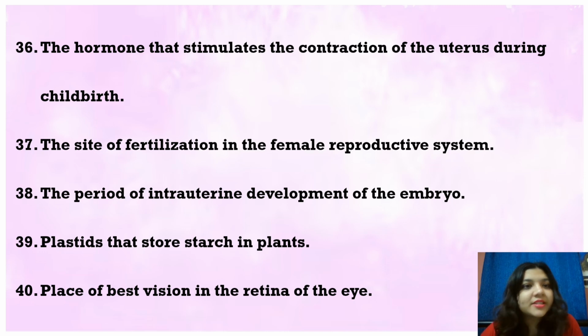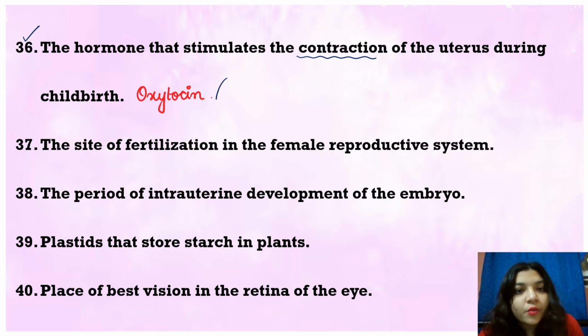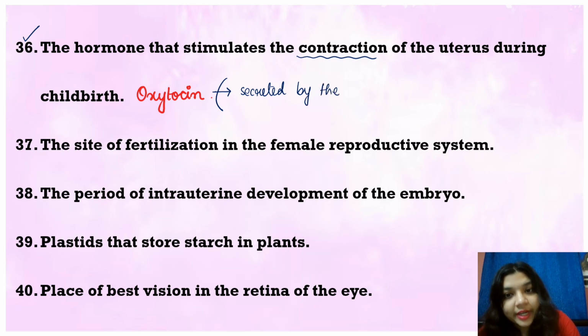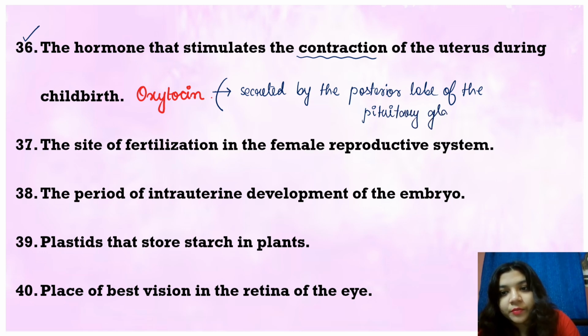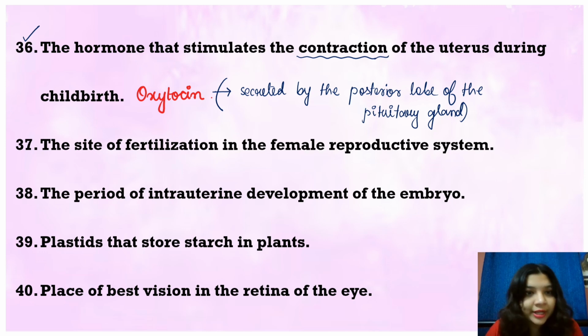Time to check the answers. Okay. The hormone that stimulates the contraction of the uterus during childbirth. This is oxytocin. For additional information, where does oxytocin come from? The oxytocin is secreted by the pituitary gland, right? And also specifically by the posterior lobe of the pituitary gland. So oxytocin is a hormone which is secreted by the posterior lobe of the pituitary gland, and it helps to stimulate the contraction of the uterus during childbirth.